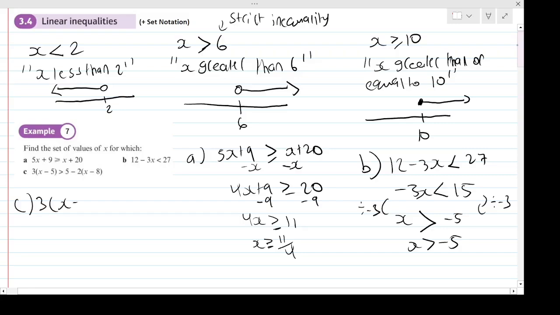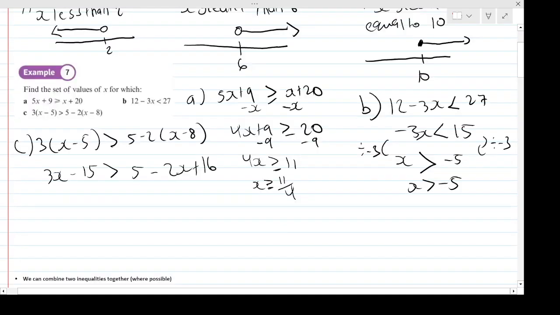We have 3 lots of x minus 5 greater than 5 minus 2 lots of x minus 8. Okay. Well, firstly, just expand the bracket. So 3x minus 15 greater than 5 minus 2x, and minus 2 times minus 8 is plus 16. Okay, cool. Then I want to get the x's to one side, so it's probably best to add the 2x. Then I get 5x minus 15 is greater than 5 plus 16, which is 21, so we can simplify that bit. Then I can get 5x on its own by adding 15, so I get 36.